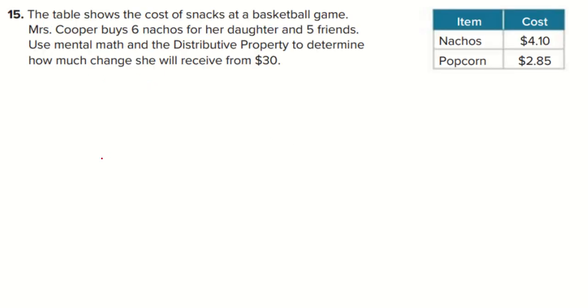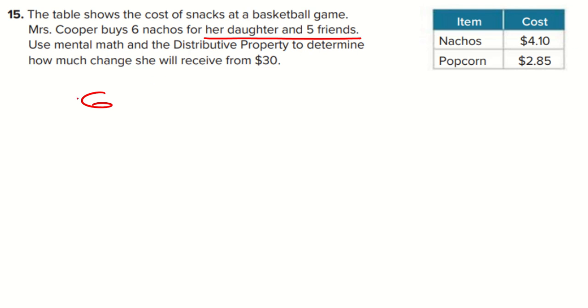Next is the table shows the cost of snacks at a basketball game. Mrs. Cooper buys 6 nachos for her daughter and 5 friends. See, Mrs. Cooper buys 6 nachos for her daughter and 5 friends. Okay, so total 6 persons are there. Use mental math and the distributive property to determine how much change she will receive from $30. So for that you must get the total price.